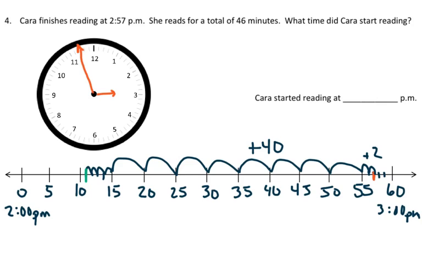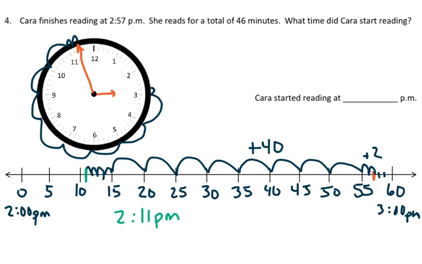2:11 p.m. Now let's go ahead and do the same thing on our clock here. So I have 1, 2, and I have 5, 10, 15, 20, 25, 30, 35, 40. I already have my 2, 43, 44, 45, 46, which gives me the start time right here. And if that's my minute hand, and my hour hand would be right about there. So again, it's still going to be 2:11. So Kara started reading at 2:11 p.m.